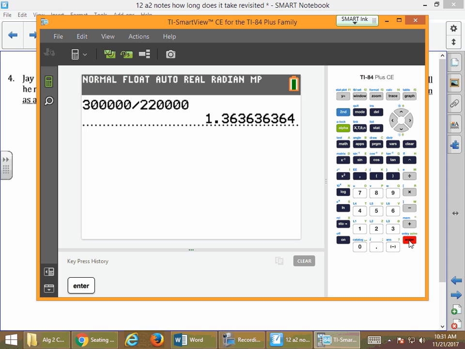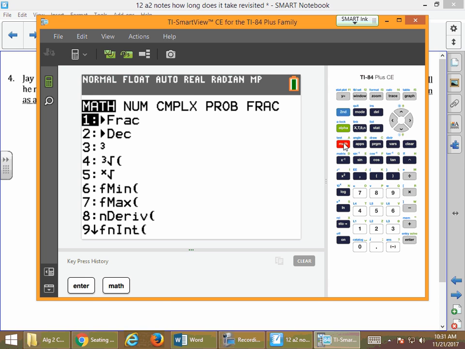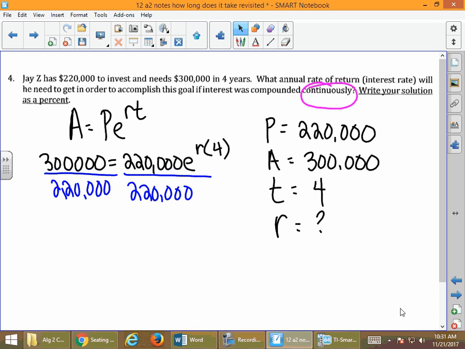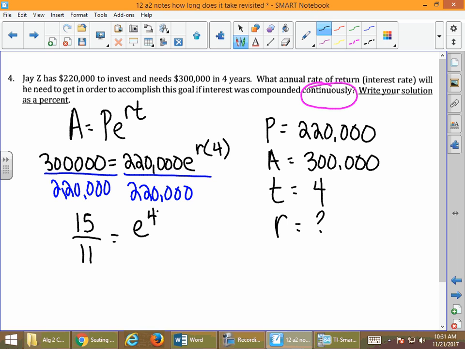And by the way, Inspires, you should already have this number on your calculator. But the rest of us, what we can do is hit Math, Enter, Enter. It's taking the decimal and converting it to a fraction, which makes that number 15/11 a lot easier to work with than writing 300,000 divided by 220,000. Whatever works for you, but again, to make it a little bit simpler, I'm going to write 15/11 equals e to the 4r. And notice I switched the order on there, which we're allowed to do.